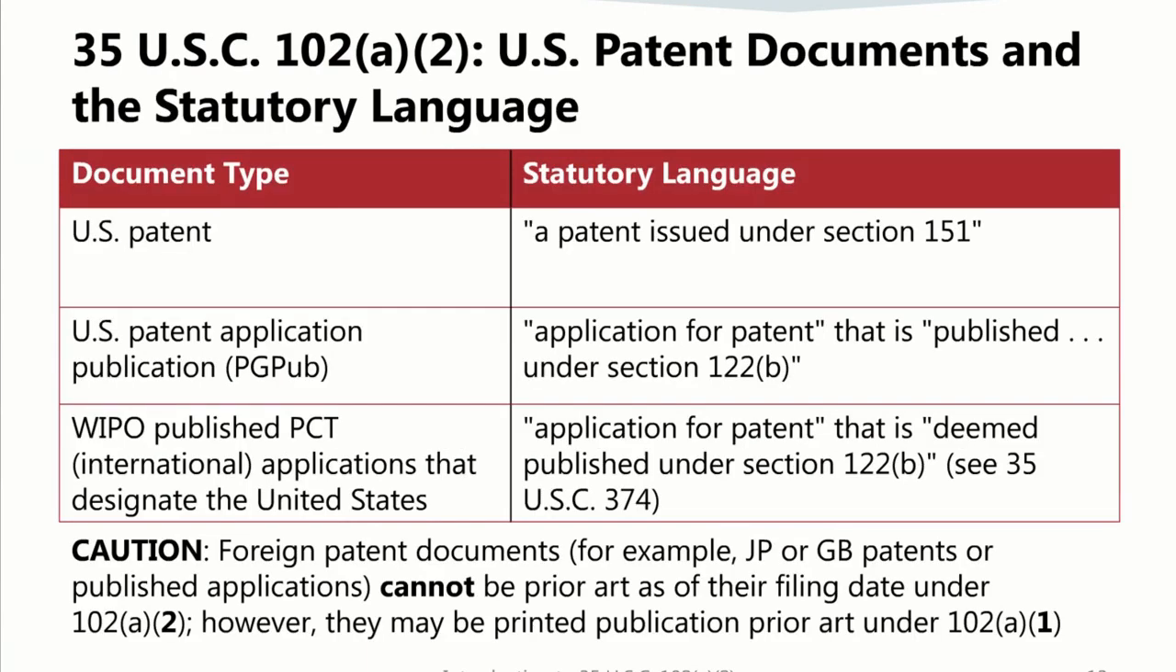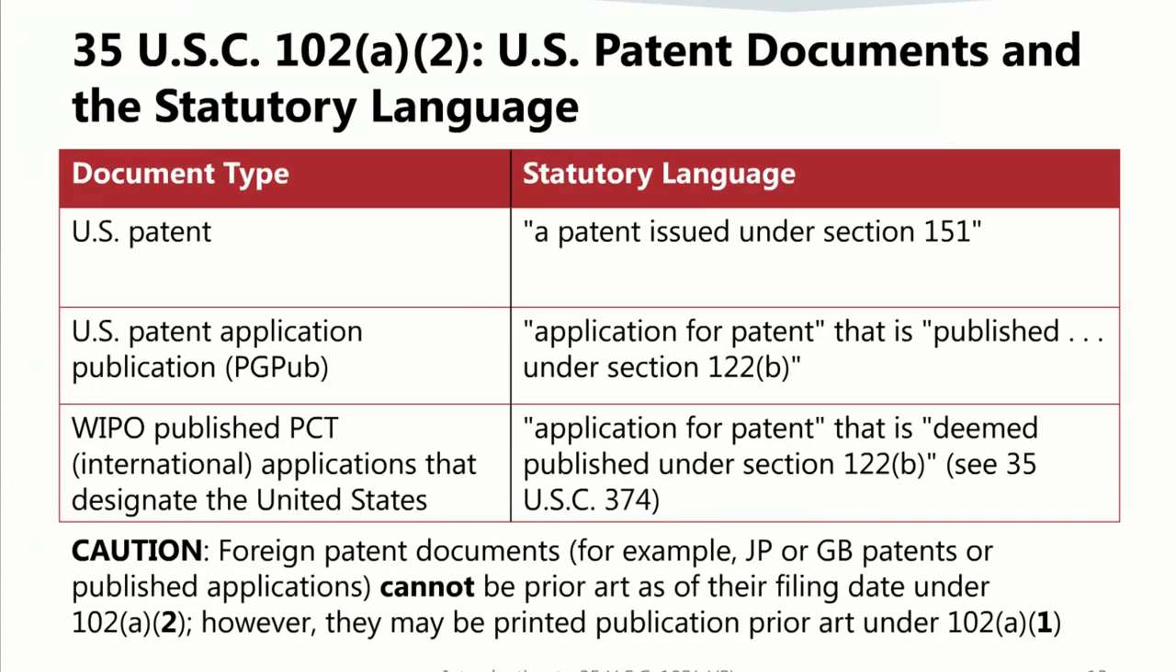When we refer to U.S. patent documents in the 102(a)(2) training materials, we mean one of these 3 categories. You are familiar with U.S. patents and PG pubs. Further, recall that the international filing date of a WIPO publication that designates the United States is the U.S. filing date of the application. In this sense, WIPO publications that designate the United States are U.S. patent documents.